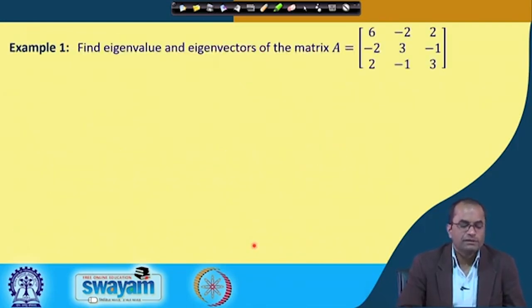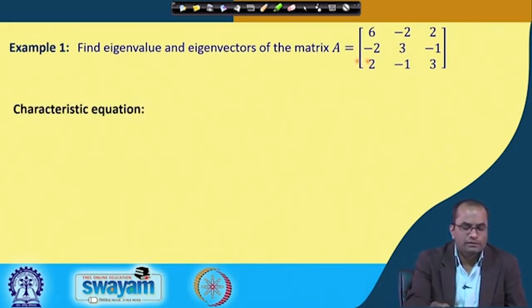First we will see, with the help of many examples, what situations arise here. In this case we find the eigenvalues and the eigenvectors of this matrix A, which is given as 6, minus 2, 2; minus 2, 3, 1; and 2, minus 1, 3. For this matrix we will compute the eigenvalues and eigenvectors. We have already computed them for several matrices in the last lecture, so we are now familiar with the computation of eigenvalues.